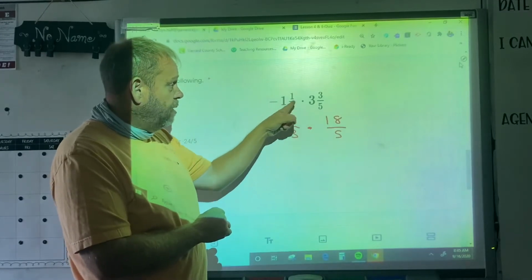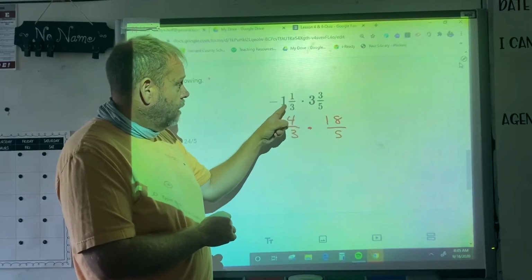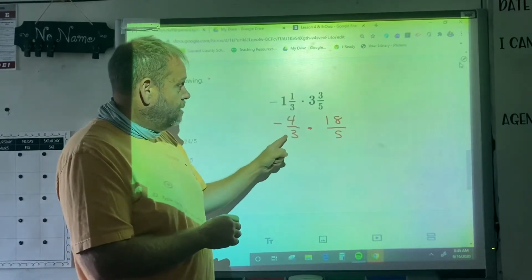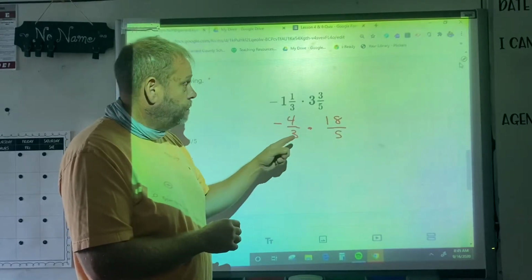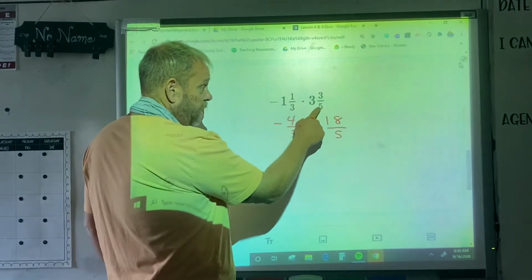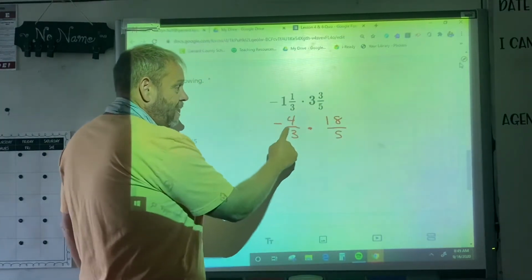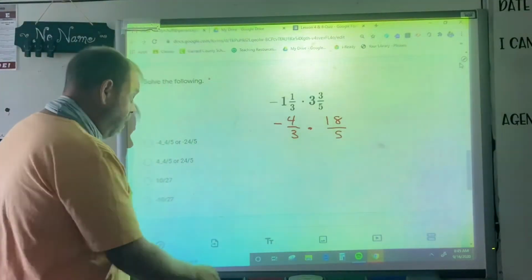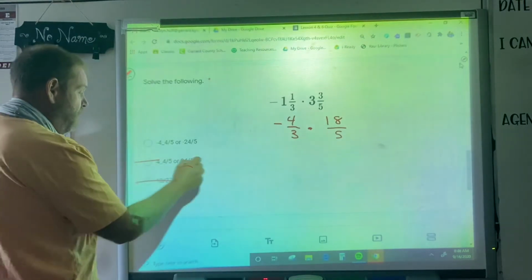I took this mixed number. 1 times 3 is 3, 3 plus 1 is 4. So this is the same thing as this. It's just improper because the number on top is bigger than the one on the bottom. Same deal over here. 3 times 5 is 15, plus 3 is 18. 18 over 5. My signs are not alike. I know it's got to be a negative answer. So right now, I know it can't be that one and it can't be that one.